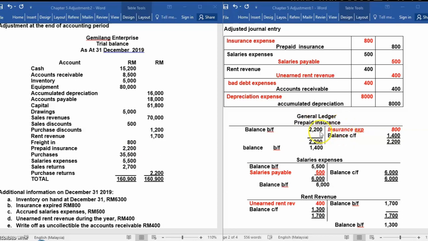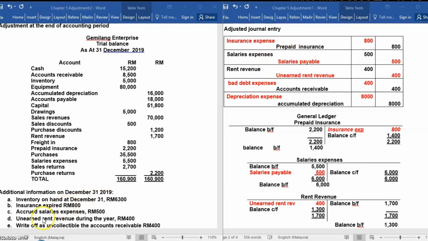It will reduce by the amount of 800, and we get the new carried forward balance for prepaid insurance of 1,400. And we have to record in the adjusted journal entry: debit insurance expenses, because we have to recognize the expenses incurred in the current accounting period, and credit prepaid insurance, because it will reduce the asset.